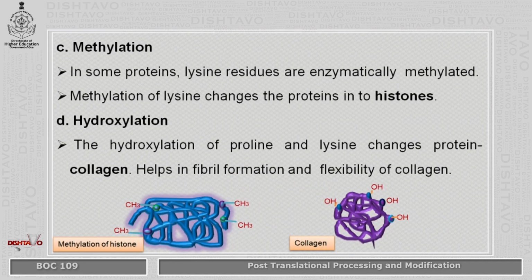The next type is methylation. In some proteins, lysine residues are enzymatically methylated. Methylation of lysine residues in the proteins leads to the formation of histones. The next type is hydroxylation. Hydroxylation is the addition of the hydroxyl group to the proline and lysine residues of a protein. Hydroxylation of these residues changes the proteins into collagen. The hydroxylated collagen helps in fibril formation and increases the flexibility of the collagen.